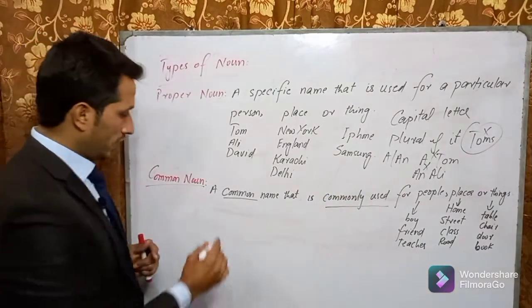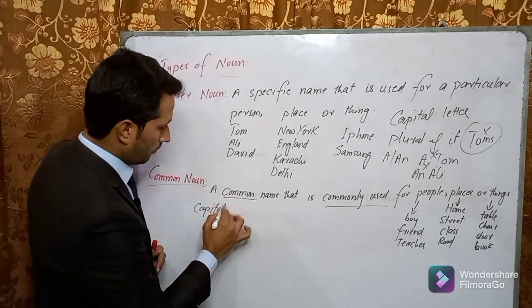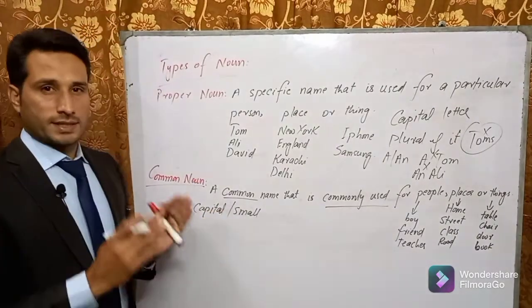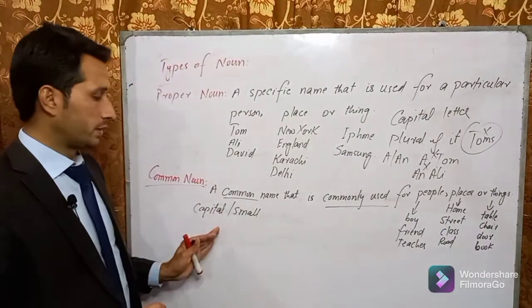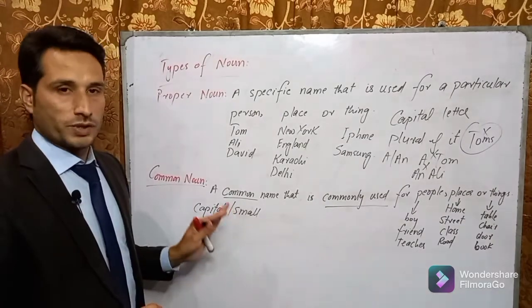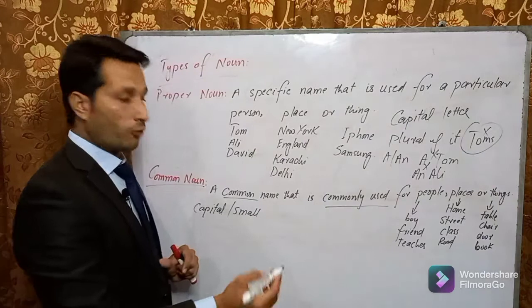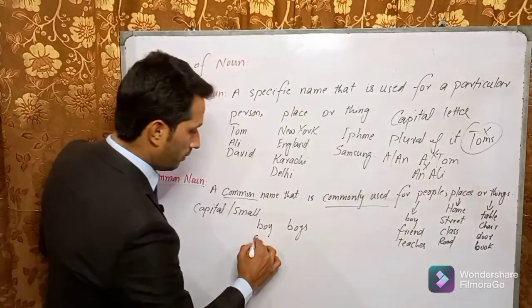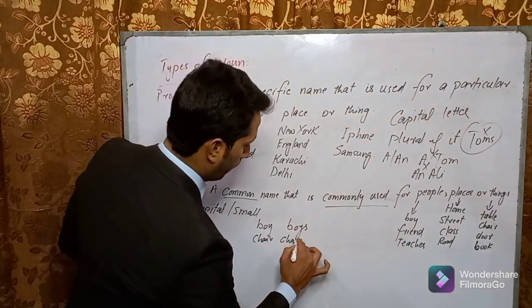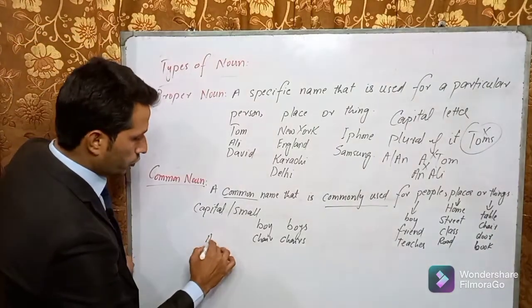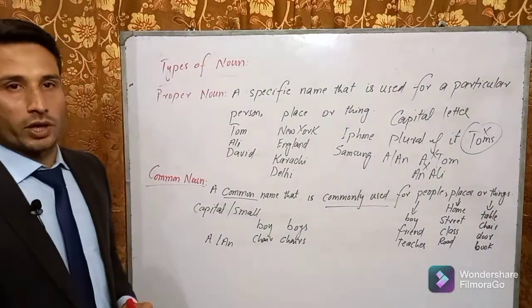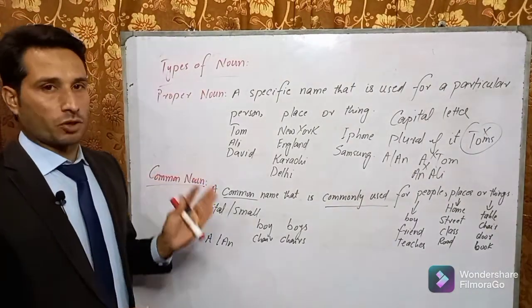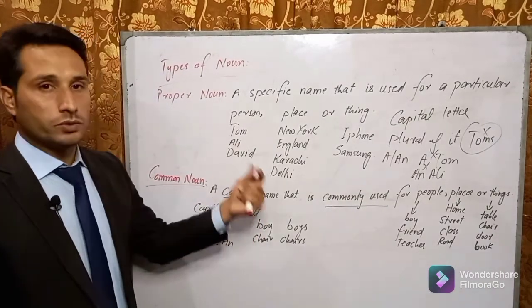Next, common noun. It can be written with capital or small letter, depending on the placement of the noun. If it occurs at the start of a sentence, we write it with a capital letter, but apart from that, it is normally written with a small letter. We can also make plural forms of it. For example, boy and boys, chair and chairs. Apart from that, we can also use a or an with it. A boy, an apple, etc. So these are some of the specific features where students face problems, or may make mistakes when they write or use such nouns.